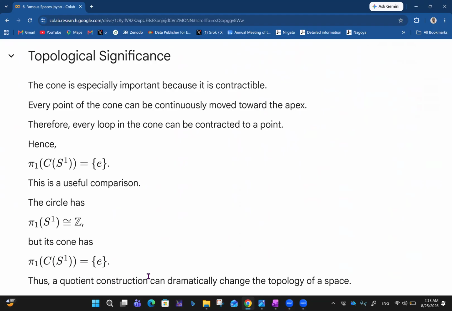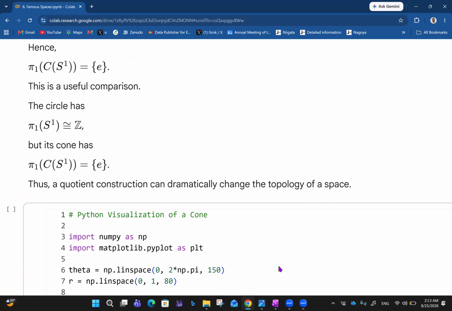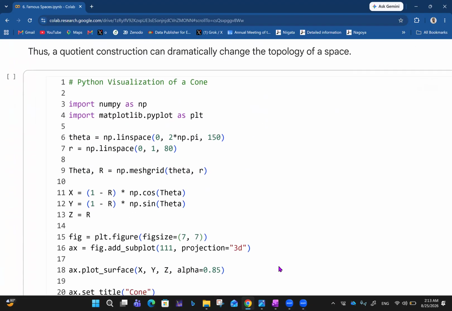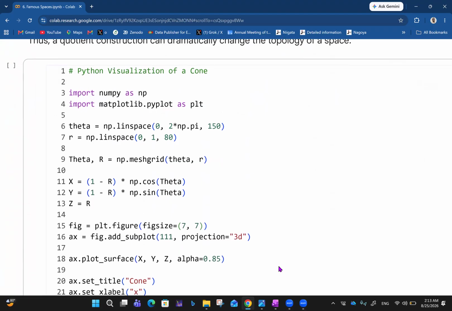So just the quotient construction can dramatically change the topology of a space. And then we have the visualization, like what we have here now. So Python visualization of a cone: import numpy as np, then import matplotlib.pyplot as plt.